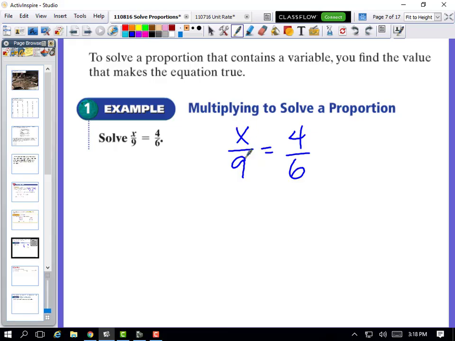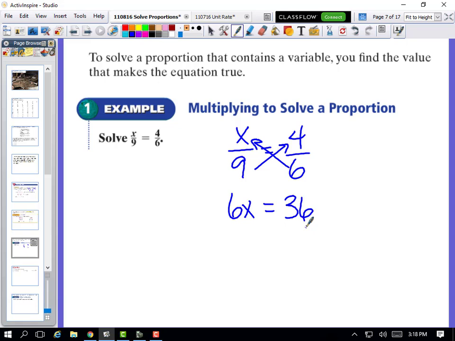So what we're going to do is solve this algebraically. We're going to cross multiply the 6 and the x. We're going to cross multiply the 9 and the 4. So if I cross multiply the 6 and the x, I get 6x. And if I cross multiply the 9 and the 4, I get 36.